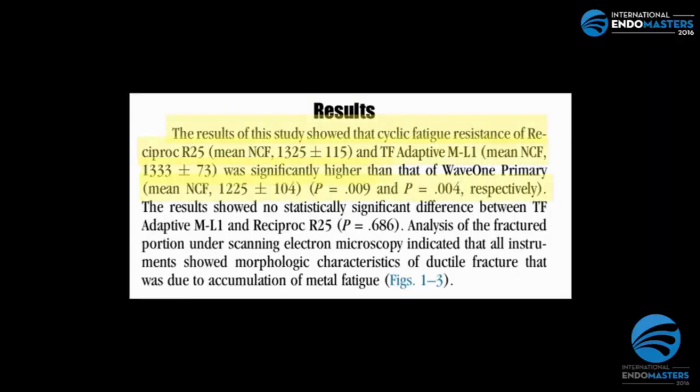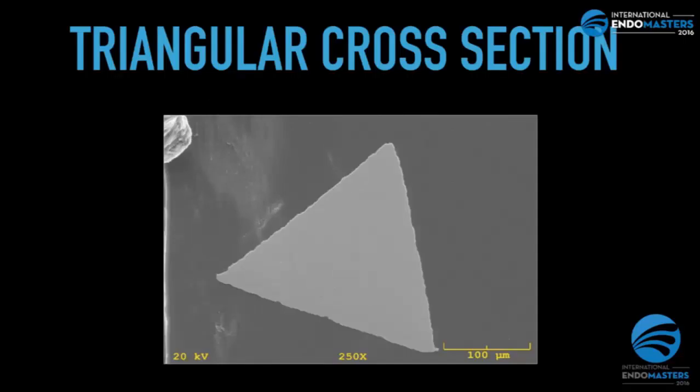The results of this study shows that the CFR of Reciproc R25 and the TF adaptive ML1 was significantly higher than the Wave One primary. Basically, this study shows that the number of rotations are higher in the TF adaptive by 8 times, which means that the TF adaptive is going to resist more rotations inside of the canal. This is the image of a triangular cross-section of the TF adaptive file.